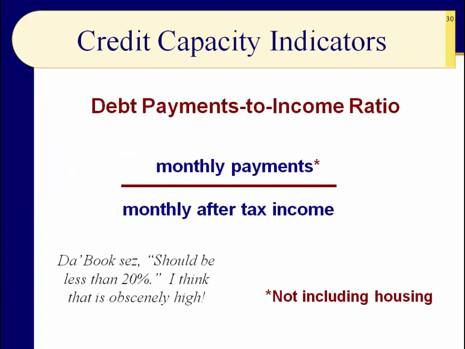So you take your monthly payments, not including housing, and you divide it by your monthly after-tax income. Now the book says that less than 20% is the preference, but I think this is really, really high. Your debt ratio should be much less than this.